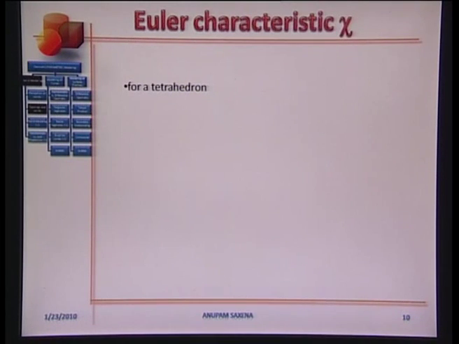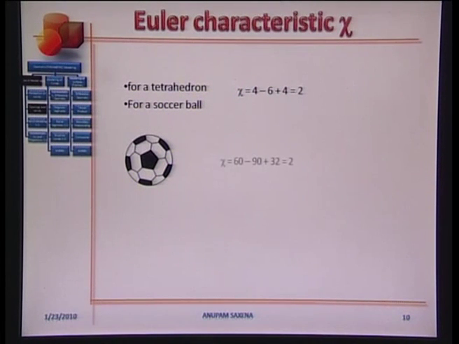For a tetrahedron, the number of vertices is 4, the number of edges is 6, and the number of faces is 4. Chi is 2 for a tetrahedral solid as well. For a soccer ball, for this one in particular, the number of vertices is 60, the number of edges is 90, and the number of faces is 32. Chi, therefore, is 2 for the soccer ball as well. If you notice, this soccer ball has a bunch of hexagons and a few pentagons. The question why can be answered using the concept of Euler characteristic.